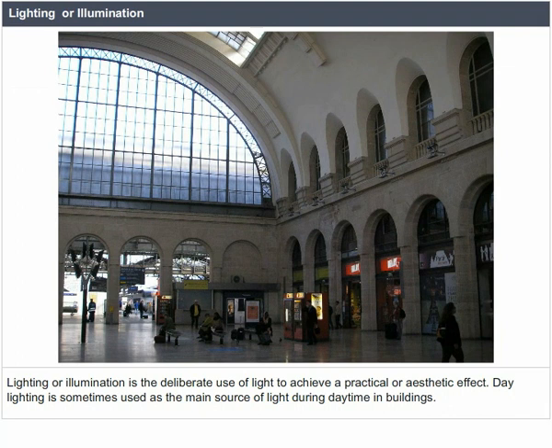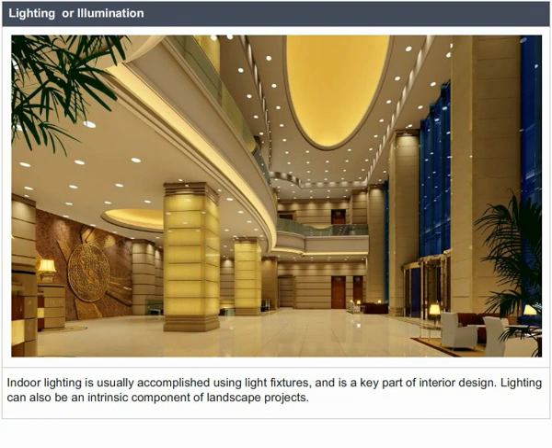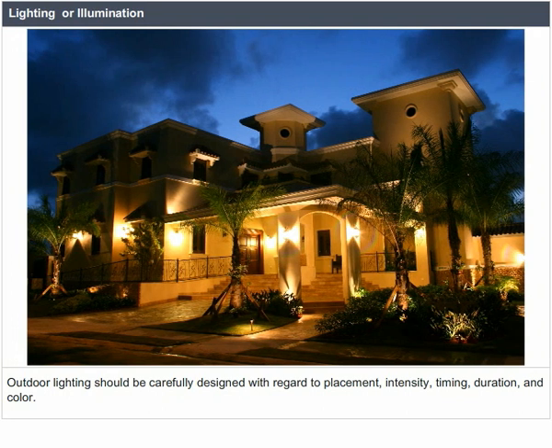Daylighting is sometimes used as the main source of light during daytimes in buildings. Indoor lighting is usually accomplished using light fixtures and is a key part of interior design. Lighting can also become an intrinsic component of landscape projects. Outdoor lighting should be carefully designed with regard to placement, intensity, timing, duration, and color.